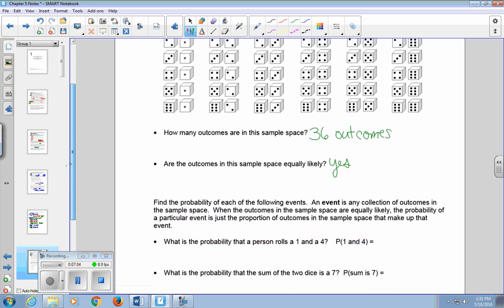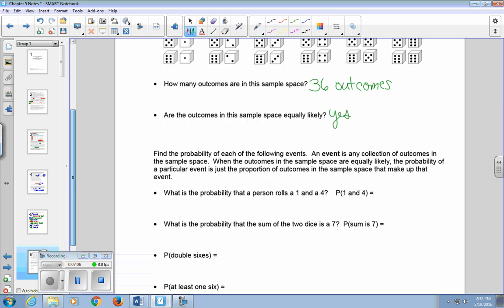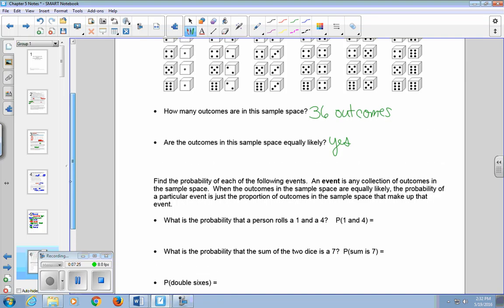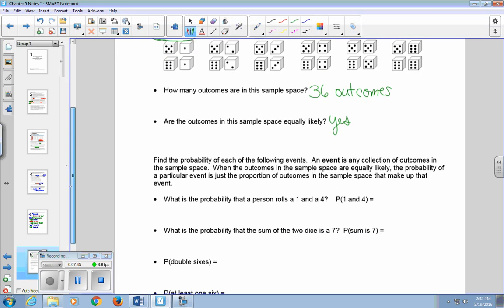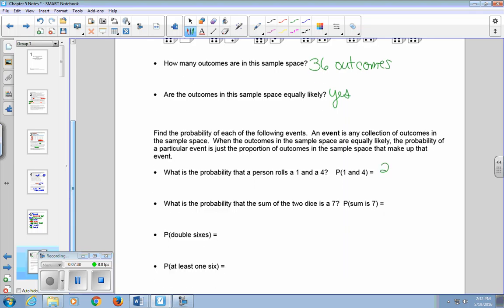Right, so given that, we're going to use the sample space to find the probability of each of the following events. An event is any collection of outcomes in the sample space. When the outcomes in the sample space are equally likely, the probability of a particular event is just the proportion of outcomes in the sample space that make up that event. So for instance, what is the probability that a person rolls a 1 and a 4? If we go back up to our sample space, notice that this outcome satisfies that, as well as this one. So we've got 2 outcomes that satisfy that event. So our probability then is 2 out of 36, or 1 out of 18.